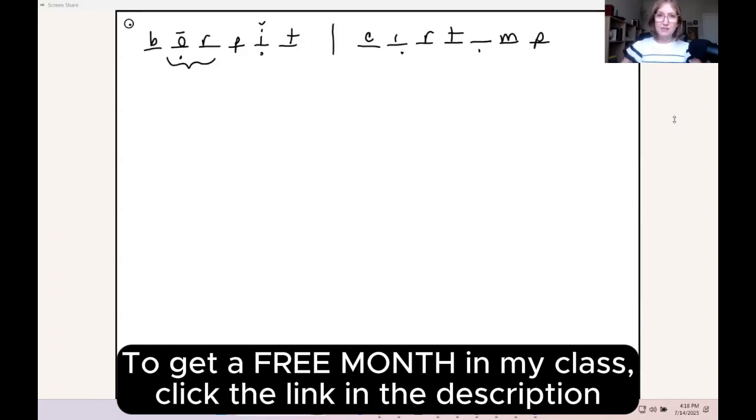We know that O can say O when the next letter is an R. That's our reading rule for this month. And here we have an I that is spelling the I sound because the next 2 letters are consonants. Core-timp. Yeah? All right, Lily has a question.